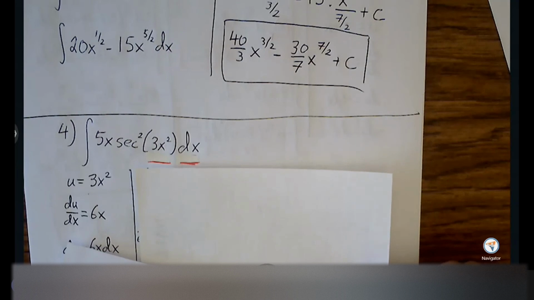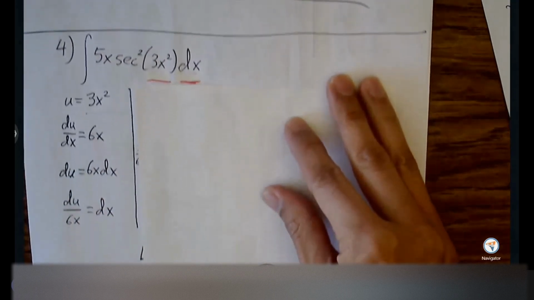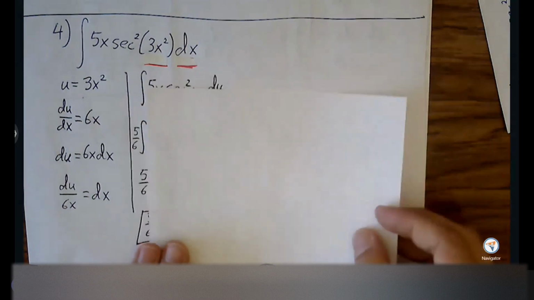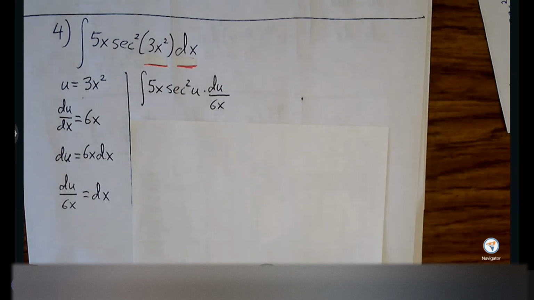Go through our process here. And we are going to make our initial set of substitutions. 3x squared gets replaced with u. Dx gets replaced with du over 6x. I'm going to bring the 5x down, right? I haven't dealt with that yet, but I've replaced my initial parts of the problem.